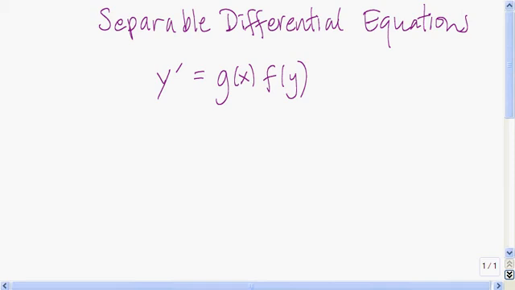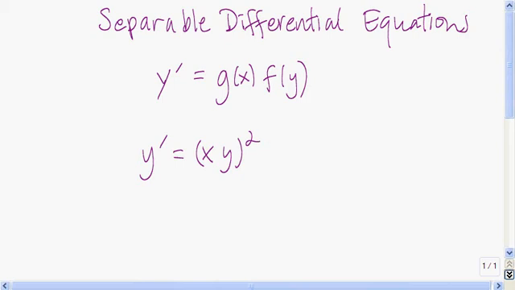Okay, in this video, I'm going to show you how to solve a separable differential equation. A separable differential equation is one that can be put in the form where we have y prime on one side, and the right side can be written as a product of a function of x and a function of y. So for example, if we have y prime equals x times y squared.